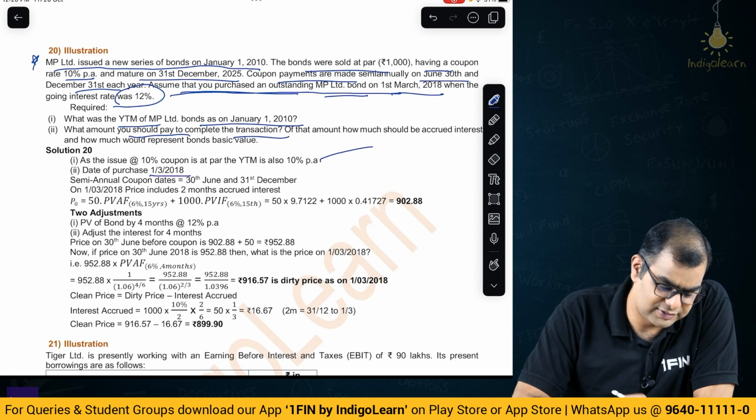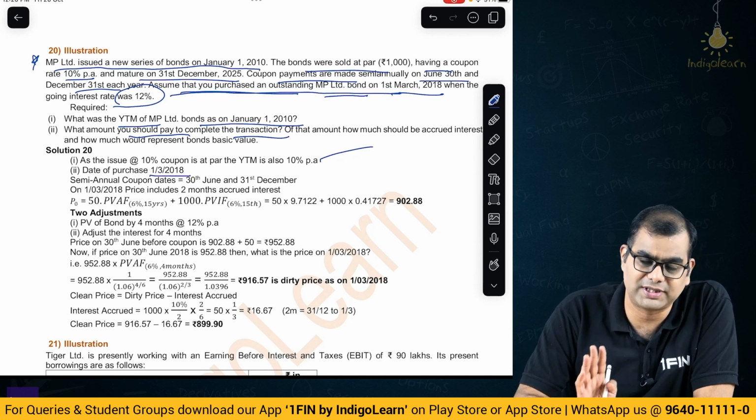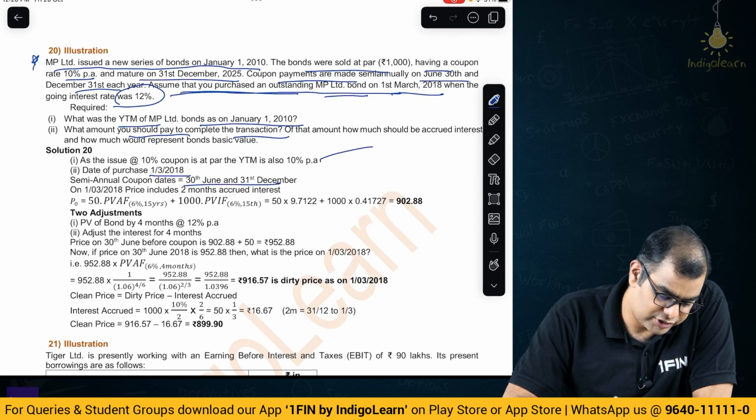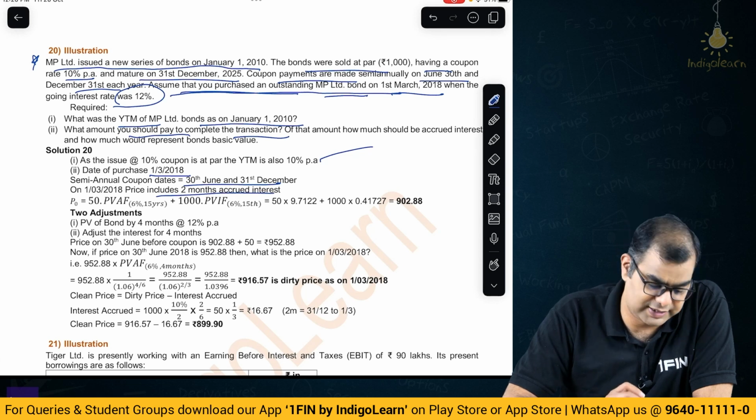What is the date of purchase? 1st March. 2 months are over, 4 months are left for interest, because interest payment dates are 30th June and 31st December. Now, semi-annual coupon dates are so and so. On 1st March the price includes 2 months accrued interest, correct? Which is what I said.